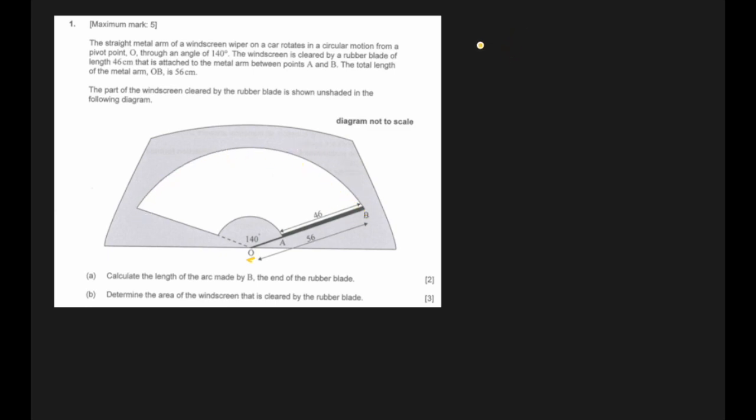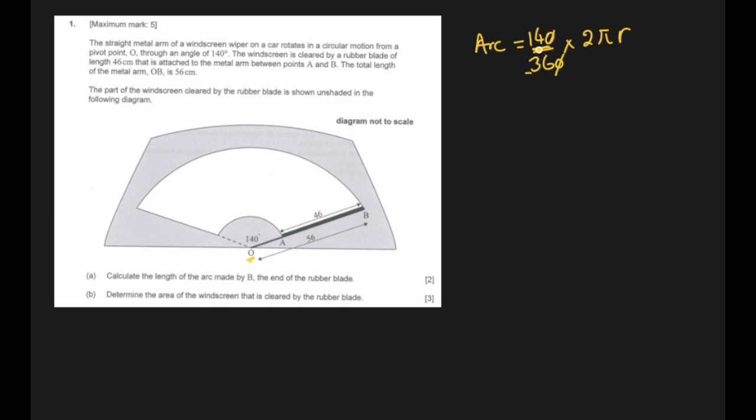Okay. And whenever we want to find an arc, it is always the fraction of the angle at the center, 140, out of 360. And that fraction of the whole circumference, right? The whole circumference is 360 degrees, which is this. But we have just a 140 degree angle here. So we will find that fraction of the circumference. The circumference of a circle is 2 pi r. And that's what we're going to do.